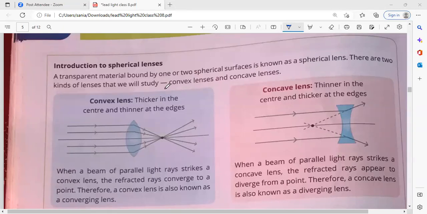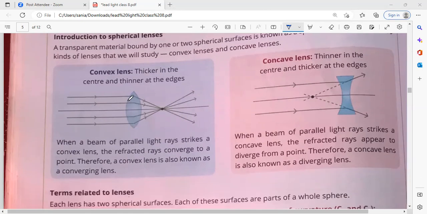There are two kinds of lenses that we will study. One is convex and one is concave. Convex looks like this. You will draw the diagram, and concave looks like this because it is forming a cave, right from here and here. So convex is thicker in the center and thinner at the edge, and concave is thinner in the center and thicker at the edge.